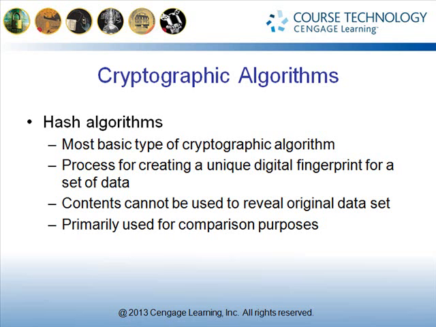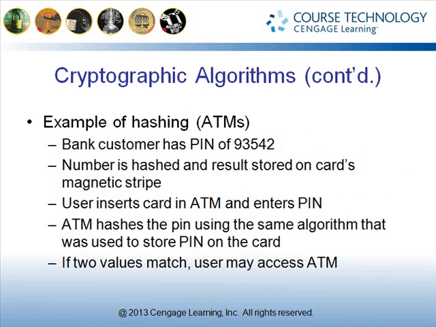Although a hash is really considered to be a cryptographic algorithm, its purpose is not to create ciphertext that can later be decrypted. Hashing, by its nature, is one way. The contents of a hash cannot be used to reveal the original set of data. So in that sense, we understand that hashing is primarily used for comparison purposes. A great example of a hash would be an ATM card. But let's consider first of all why a hash can be so effective.